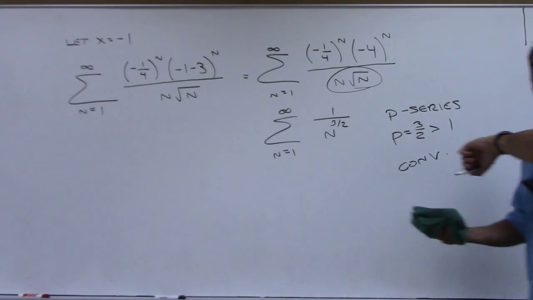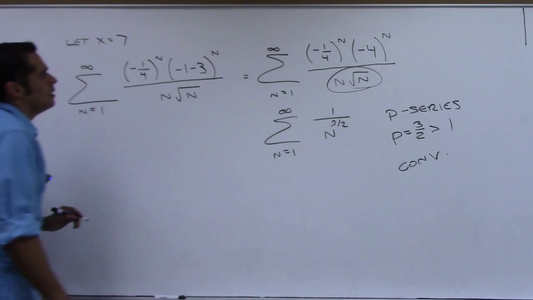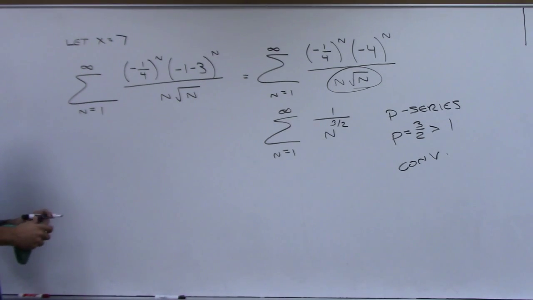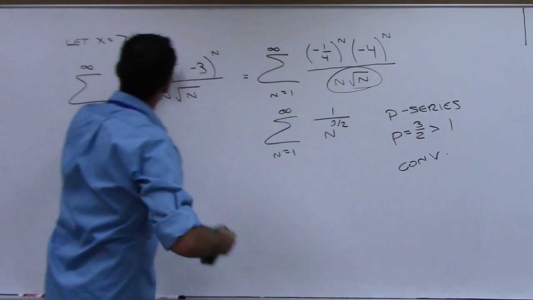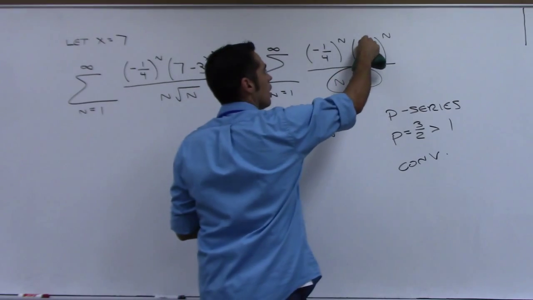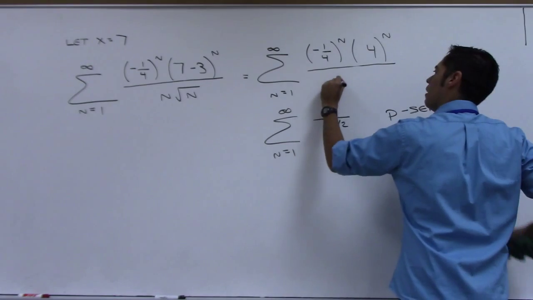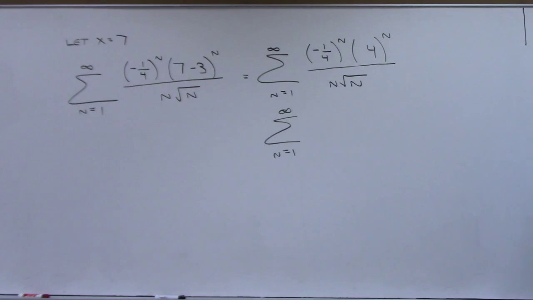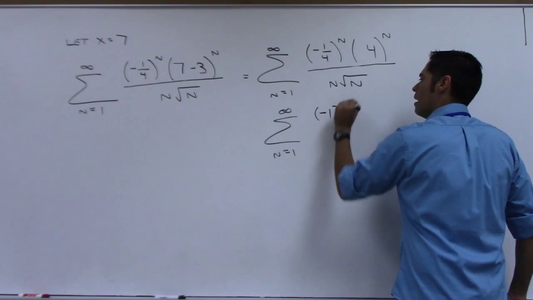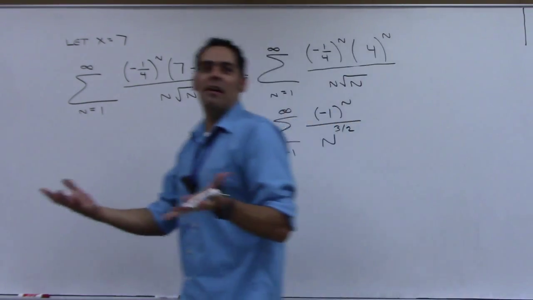The other one we have to check? 7. So how's that going to change things? Not much. It's not going to be a nice 1 up there anymore, though. Watch, if I change this to a 7, this is no longer a -4. It's now a +4. So how does that change this next piece? It's -1 to the n. And then over, you could still do n to the 3/2, but you can't say it's a p series, right?